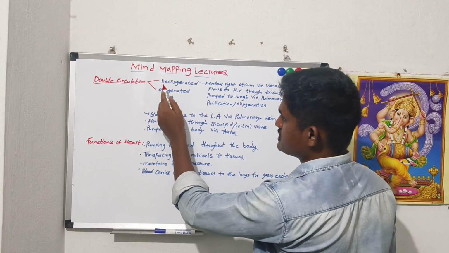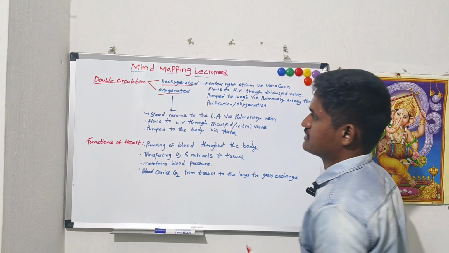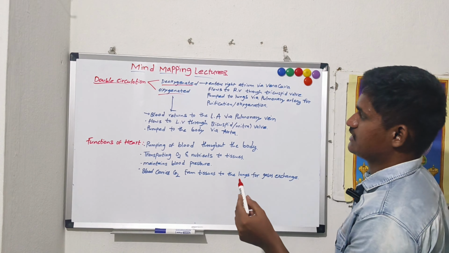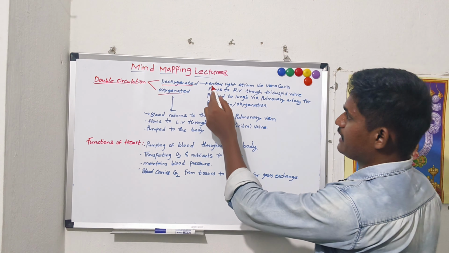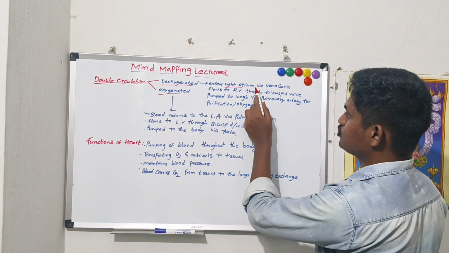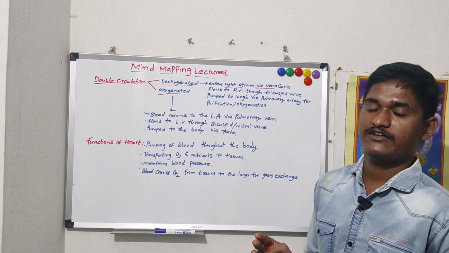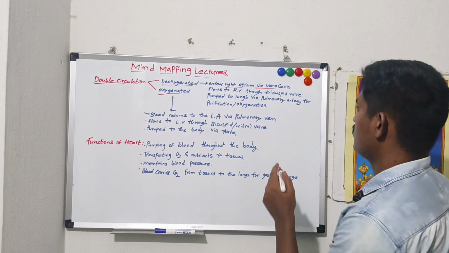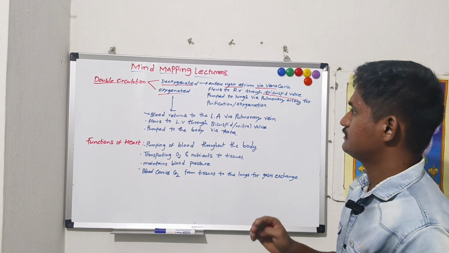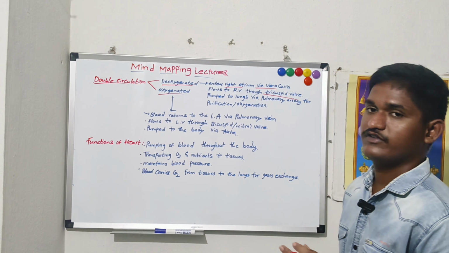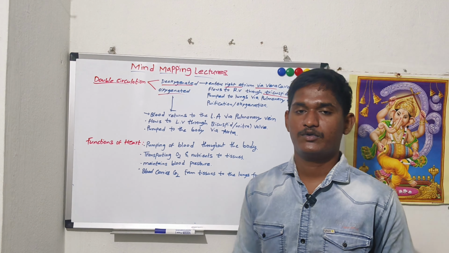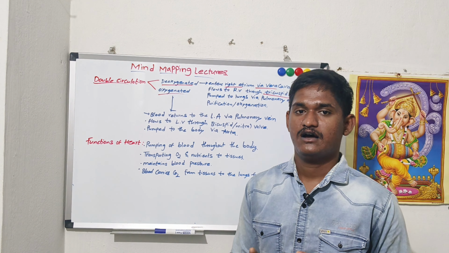In the double circulation, we see deoxygenated circulation and oxygenated circulation. Deoxygenated circulation means blood enters into the right atrium through the vena cava, flows to the right ventricle through the tricuspid valve, and that blood is pumped to the lungs via the pulmonary artery for purification. It is also called oxygenation.